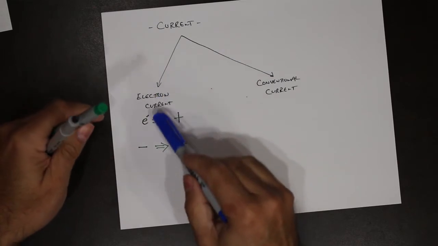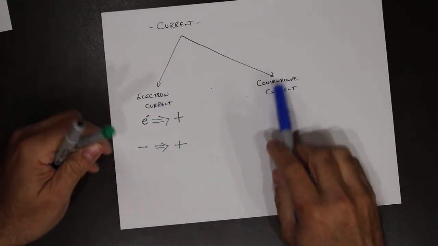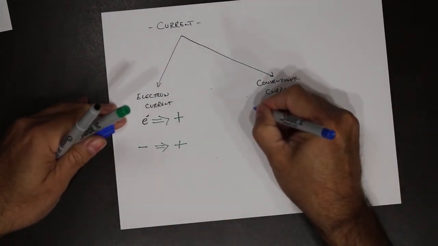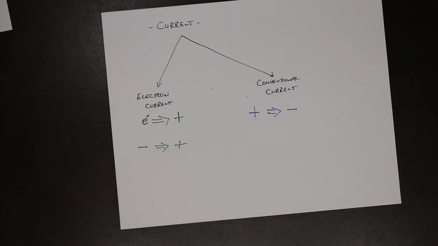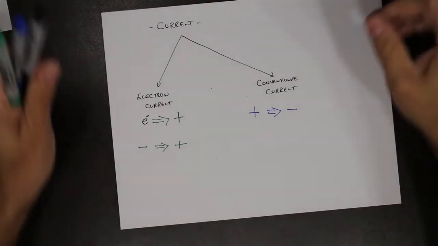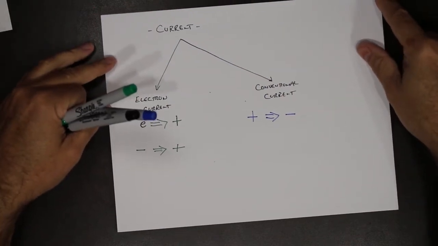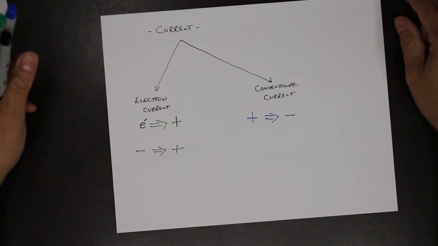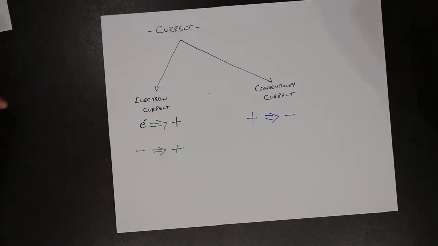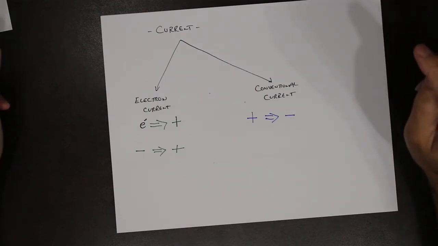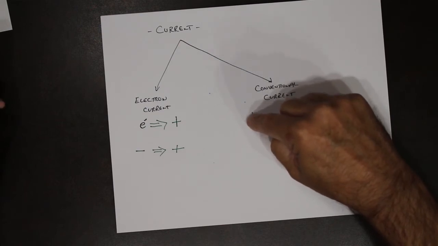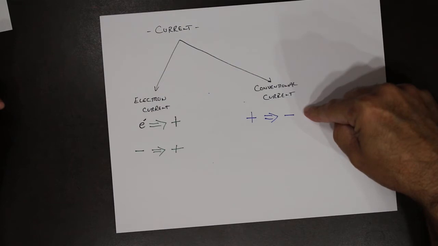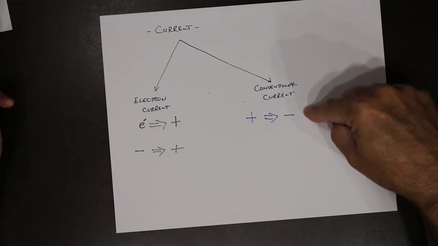Conventional current doesn't focus on the electrons. Conventional current states that electricity flows from positive to negative. Now, the story behind this. Years ago, when we first started studying electricity, 200 and some odd years ago, 300 years ago, they believed that electricity was flowing from a positive source to a negative source. That was the assumption that was made.